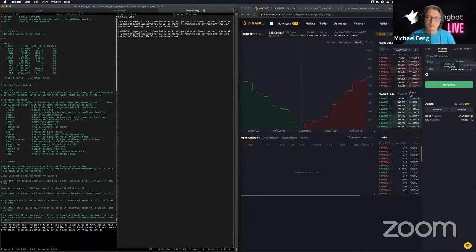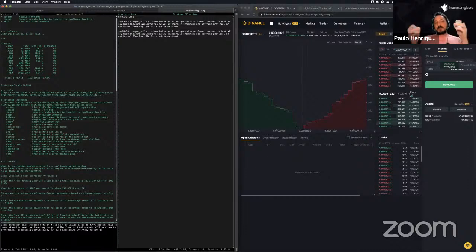Okay, got it. So right now I think I have like 20% Doge, but ideally I want to be like maybe 50-50. Half Doge, half BTC. So it's kind of like the bot's going to try to buy more Doge and sell less Doge to try to gradually get me from 20% to 50%.